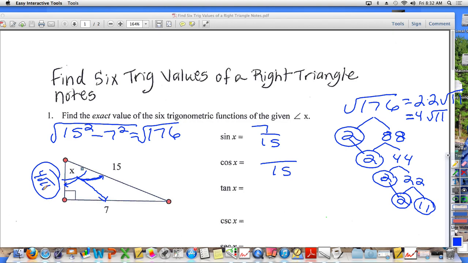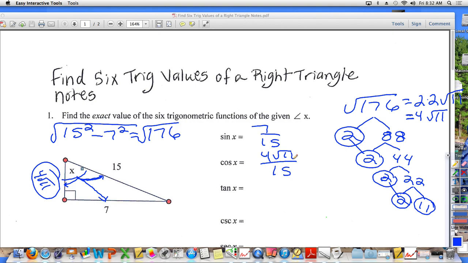Sweet. So what is the cosine value of that x? 4 square roots of 11 over 15. Is there a square root on the bottom? Can you reduce 4 and 15? Nope, so this is your final answer.